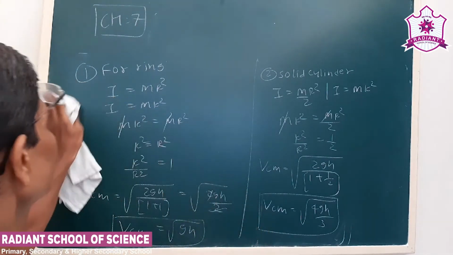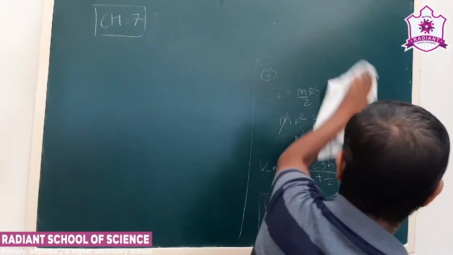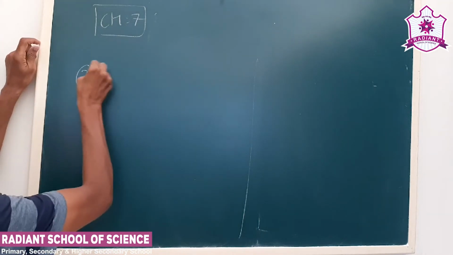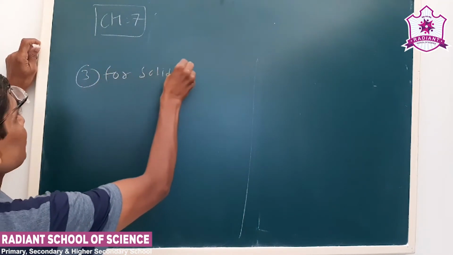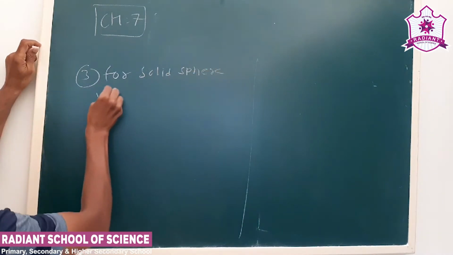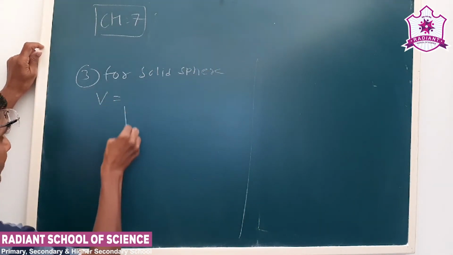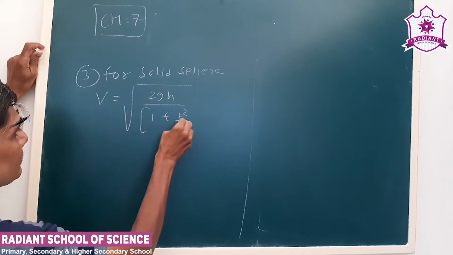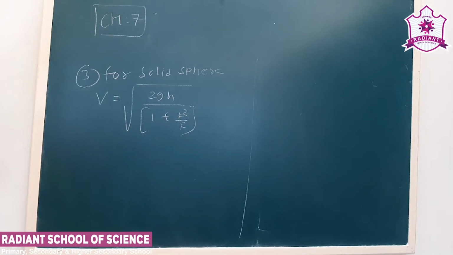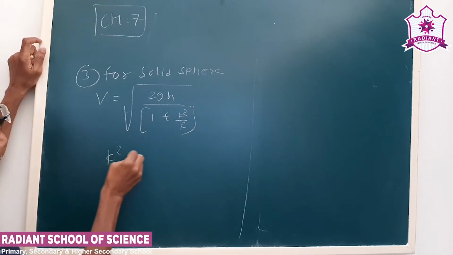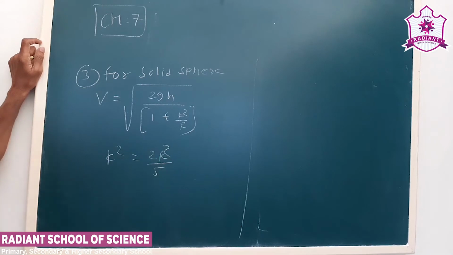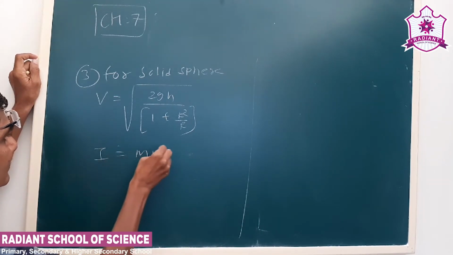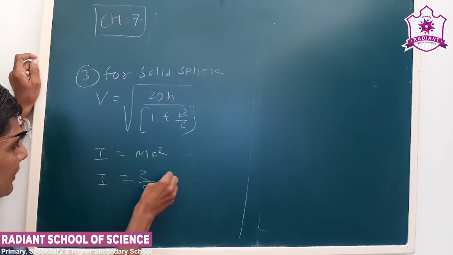Next we can derive the velocity of the center of mass at the bottom of the slope for the solid sphere. Directly we can take k square is equal to 2R square by 5. Now how do we obtain this? I is equal to mk square, and I is equal to 2 by 5 mR square.